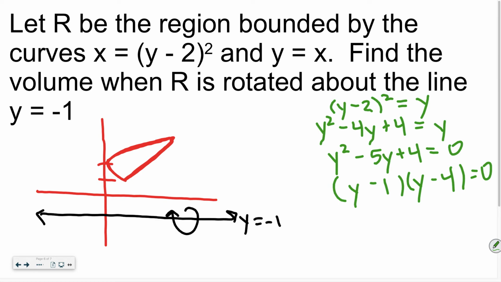Because I think it's in our best interest to keep this in terms of y, since we're doing the shell method, and it's going to create less work for us if we keep this in terms of y. If we try to do this in terms of x, we would have to split this up into two different integrals because our bottom function would switch partway through.